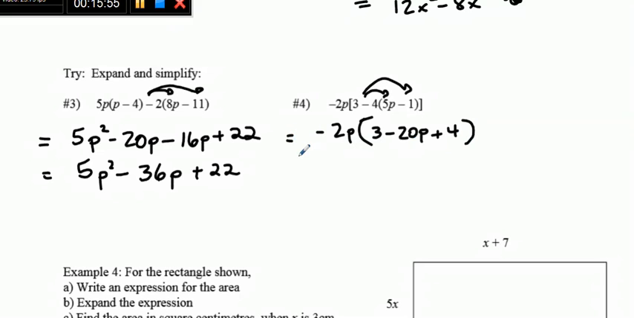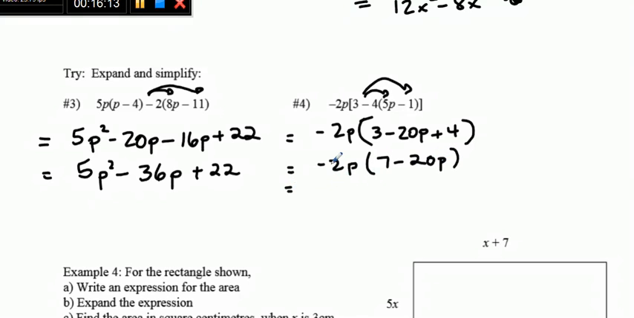Now I'm going to simplify inside my brackets if I can. I always do that. BEDMAS tells me always work with brackets first. And yeah, I can, right? I can simplify the 3. This is 3 plus 4. So I'm going to have minus 2p times 7 minus 20p.